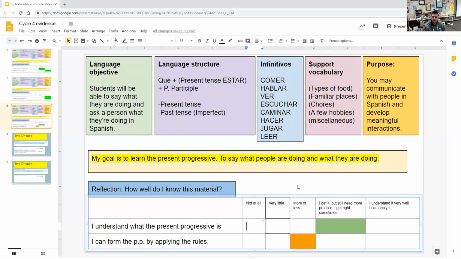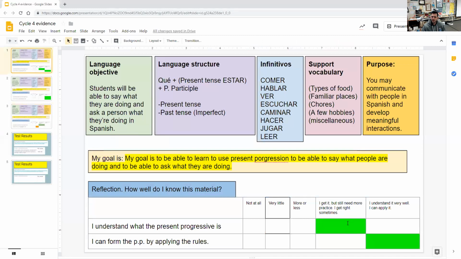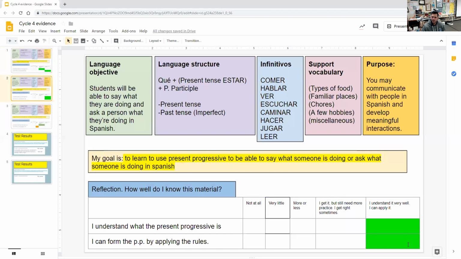Based on the colors, what I did was, the day before the test, I had the students come back over here and do a reflection. How well do I know these materials? I understand what the present progressive is. These are actual students and what they marked right here: I get it, but I still need more practice; I get it sometimes; I can understand it and apply it very well. Based on these statements, the students gave me an extra level of observation that they're well prepared.